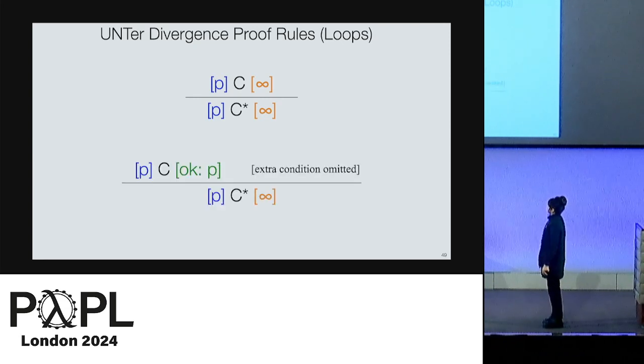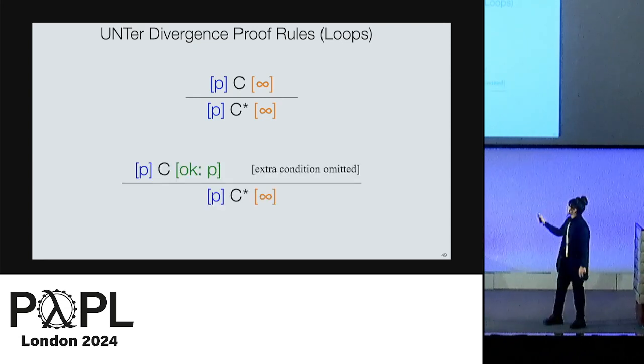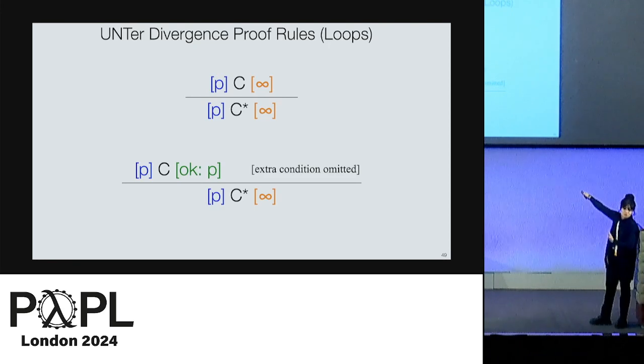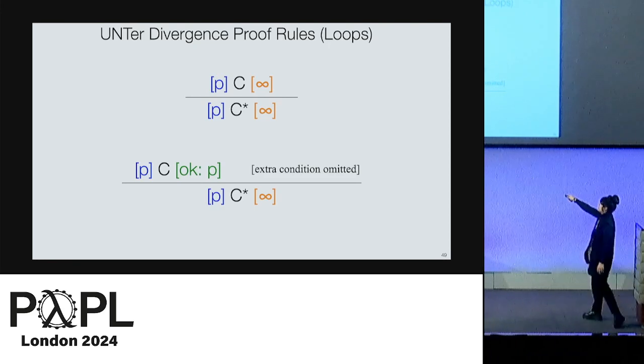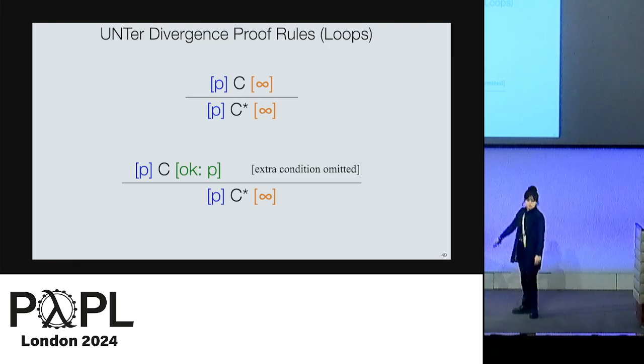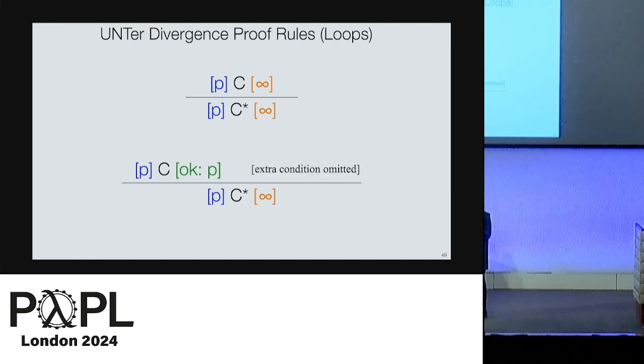And there's another rule which is more interesting, but I said extra condition omitted. That condition is very straightforward, but just for simplicity, I've omitted it. This one says, let's focus on one iteration of the loop, and let you start from P. And if you go back to the same state, so from P you go to another state in P, again to another state in P, ad infinitum, so your program doesn't terminate. And this is enough to show non-termination for loops.